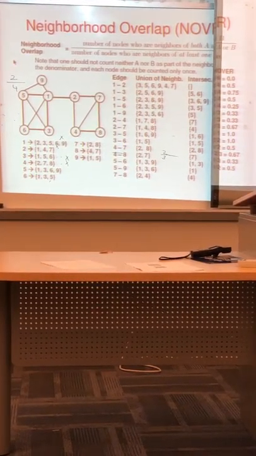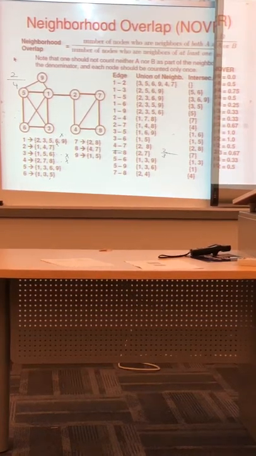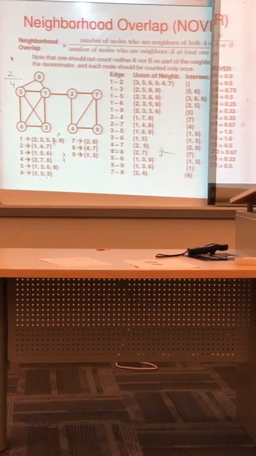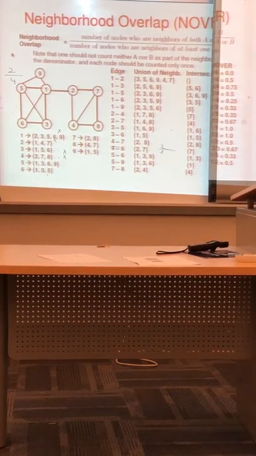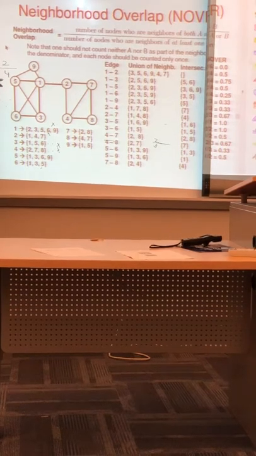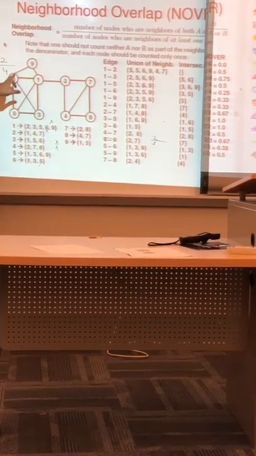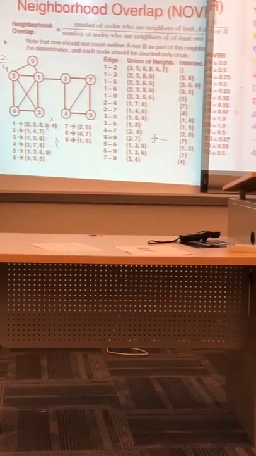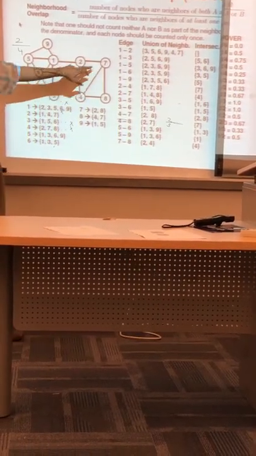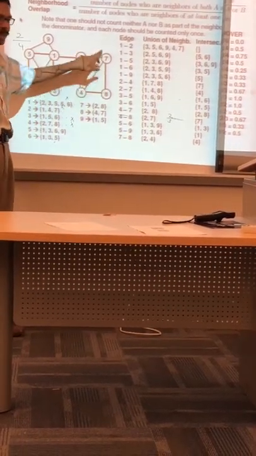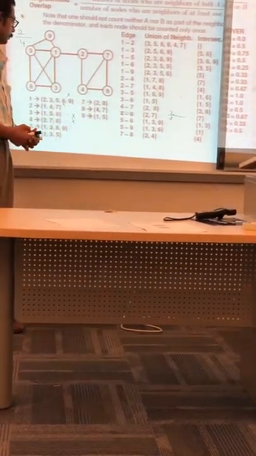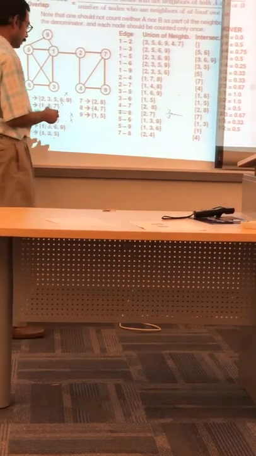Dr. May, question. Let's take for example 5 and 7. For 7, the neighborhood overlap is 2 and 8. No, 5 and 7 first of all are not connected. For 7, it's not neighborhood overlap, it's neighbors. Neighbors are 2, 4 and 8. I missed 4 here, is that what you're pointing out?